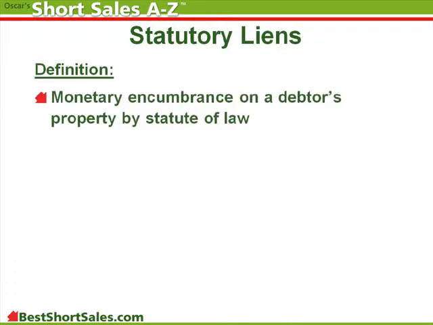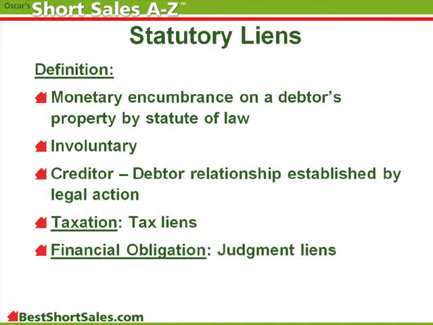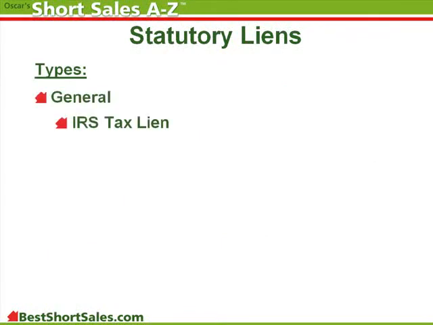Statutory liens. Definition: a statutory lien is a monetary encumbrance granted to a creditor on a debtor's property by statute of law. Statutory liens are involuntary. They are imposed by the legal system. The creditor-debtor relationship is established by legal action. Statutory liens tend to be the result of taxation, thus tax lien, or be a judicially imposed financial obligation, thus judgment lien.